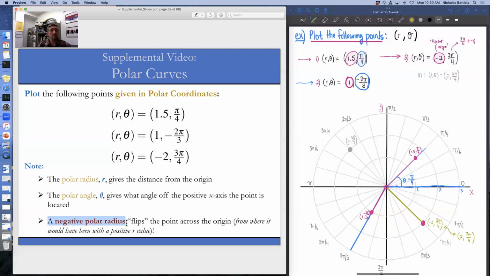So again, the big things to remember for plotting polar coordinates. The polar radius tells us the distance from the origin that we're going to move out. But the other information we need to know is the direction that we're moving away from the origin, and that's given by the polar angle. That tells us the direction, or the angle off the x-axis, that we'll move a certain distance r away from the origin. And the last thing, a negative polar radius flips us across the origin. Basically, we add pi to whatever the original angle was and move out the absolute value of r in that distance.